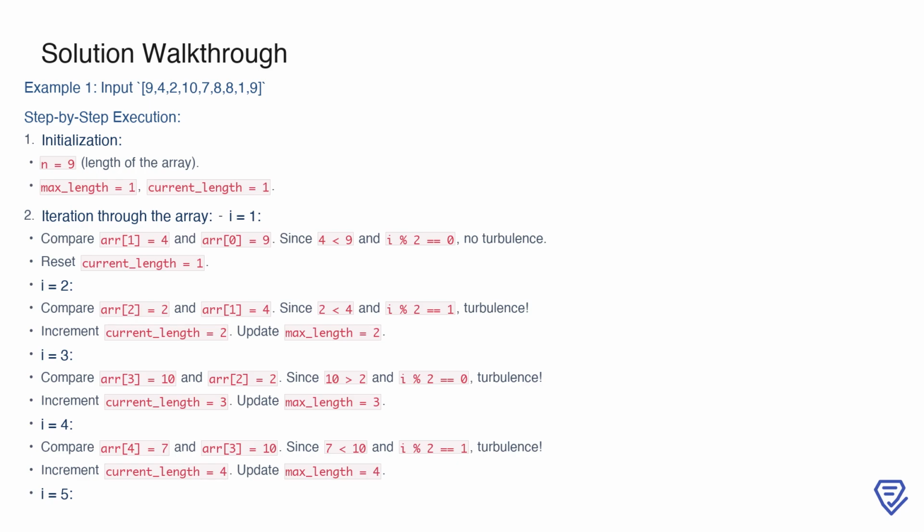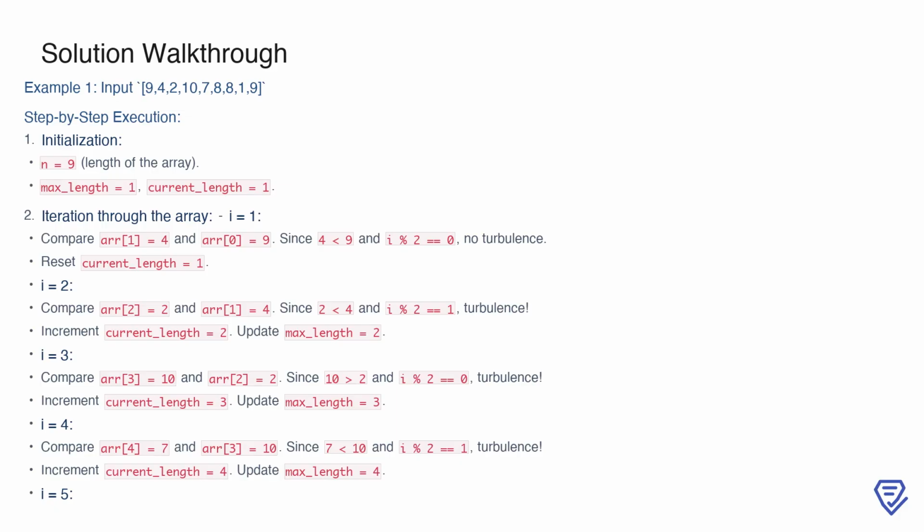to 1. At i equals 2, we compare arr[2] equals 2 with arr[1] equals 4. Here, 2 < 4 and the index i is odd, which satisfies the turbulence condition. We increment current_length to 2 and update max_length to 2.